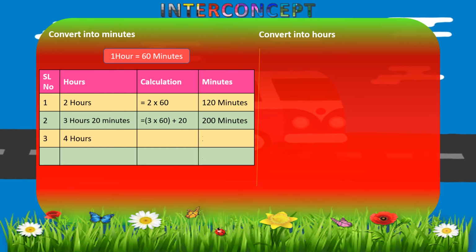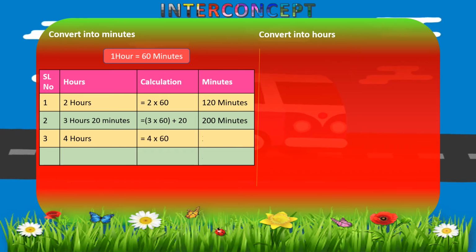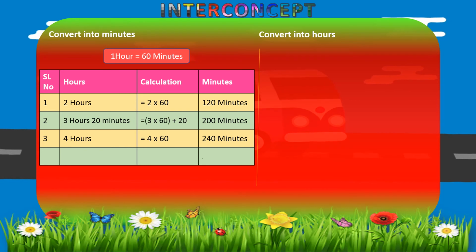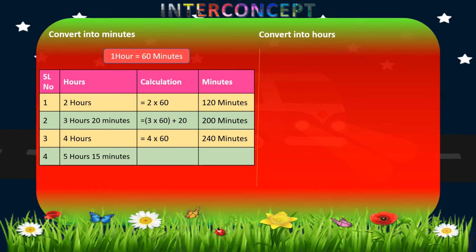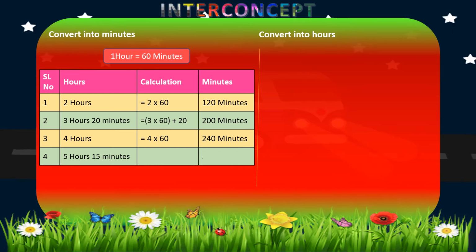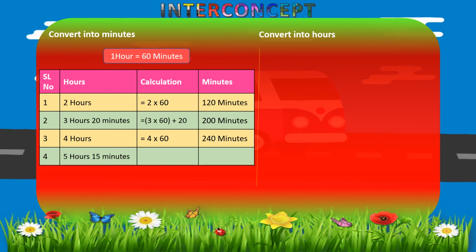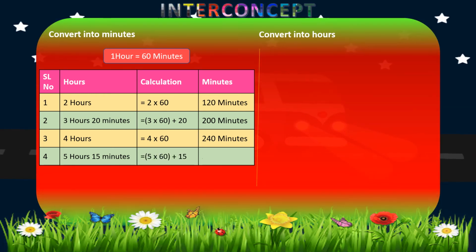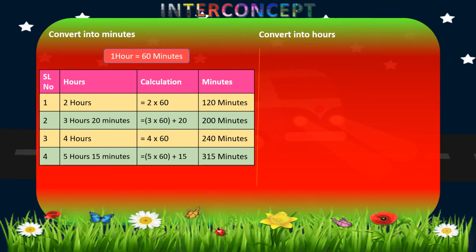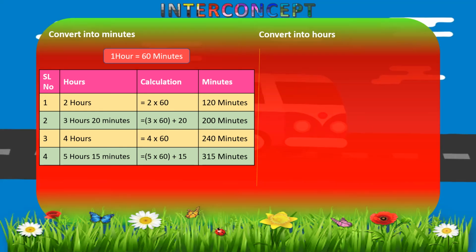And the next one is 4 hours. So 4 into 60 is equal to 240 minutes. And the last one is 5 hours and 15 minutes. Students, any guess how to calculate this? Yes, 5 into 60 plus 15 is equal to 315 minutes.